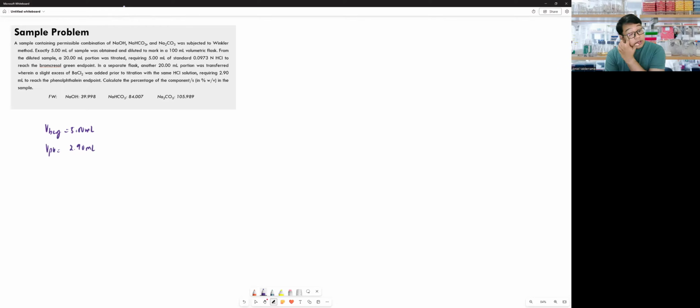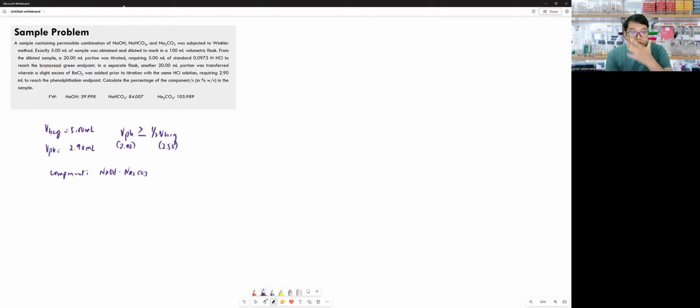So, ngayon, i-compare natin yung volume relationship ng VPH and half VBCG. So, ang half ng VBCG natin is 2.5. Ang VPH natin is 2.9. So, mas malaki ito. Ibig sabihin, mas marami tayong basic component sa mixture. So, pag marami tayong basic component, ang ating component ay most probably NaOH and sodium carbonate.